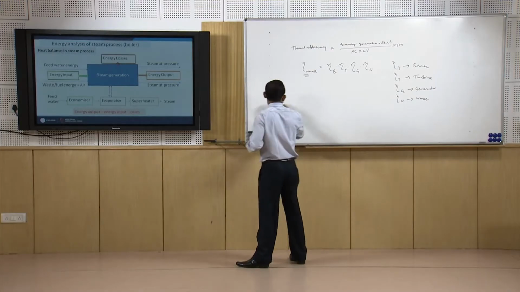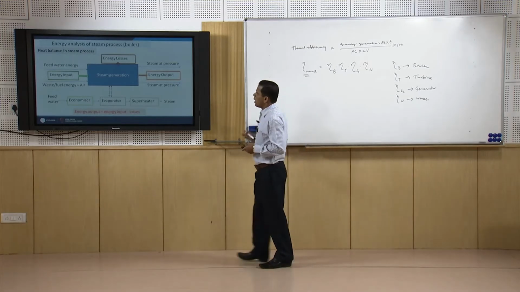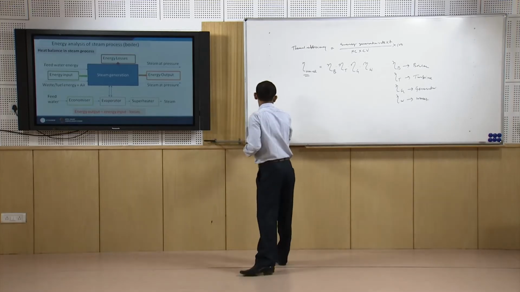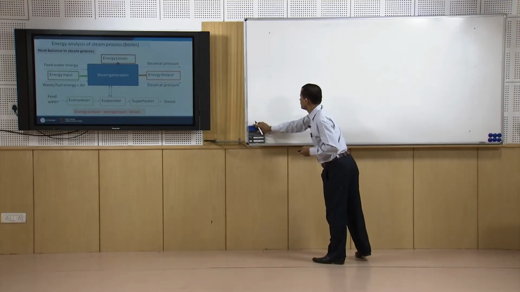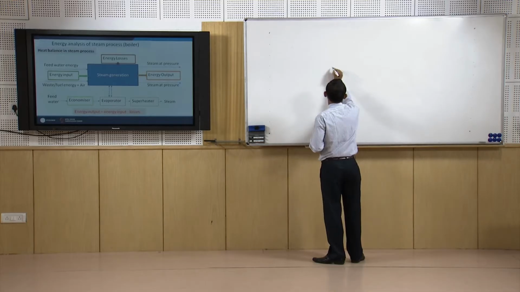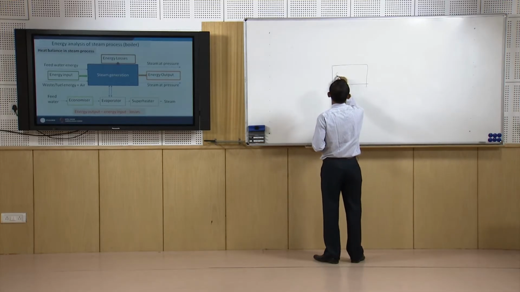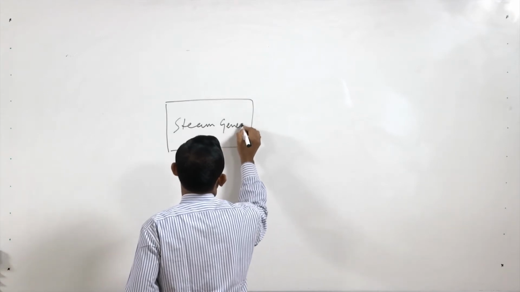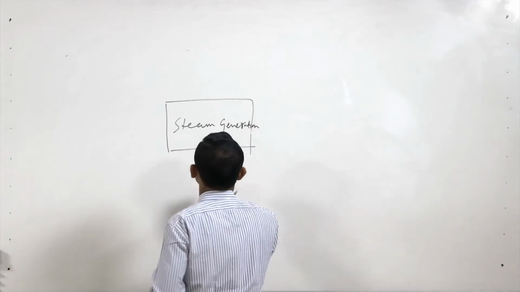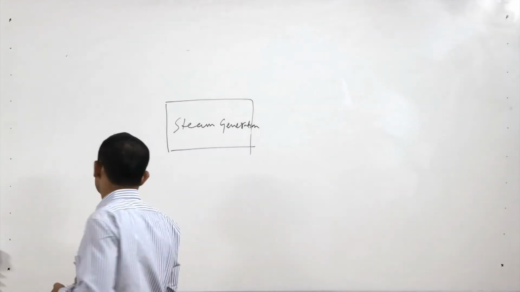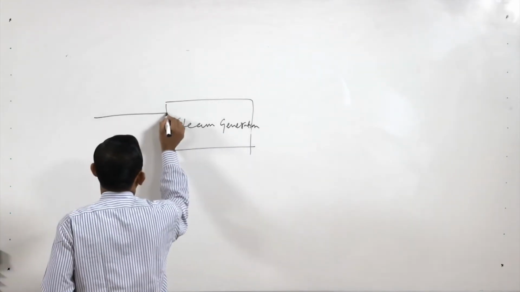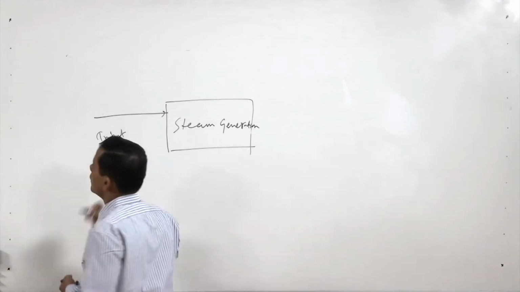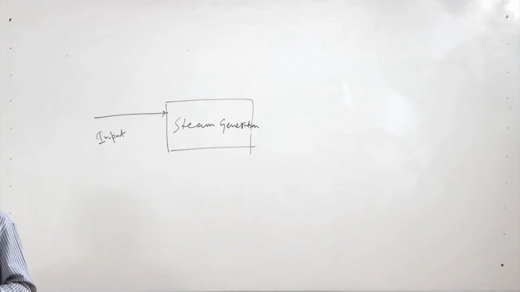So, now we will see how the steam process works, or how a boiler works. In a boiler, our objective is to generate steam. So, we have some heat input, and we have some output.